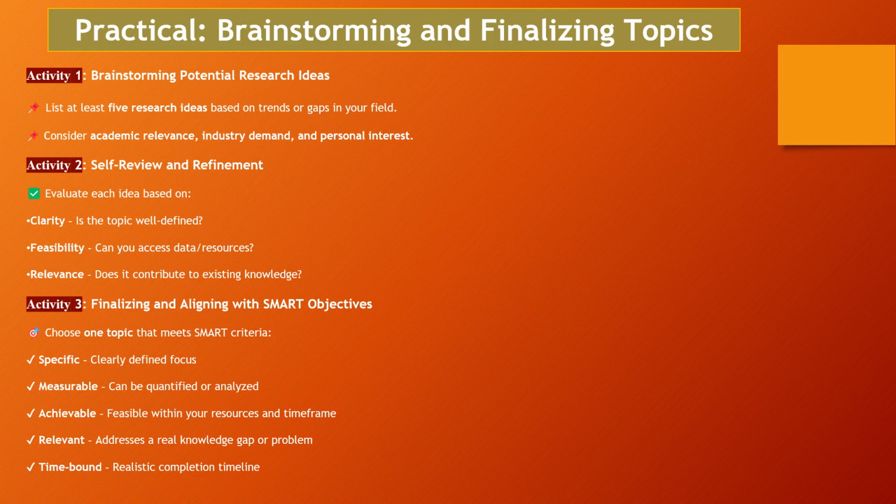List at least 5 research ideas based on trends or gaps in your field. Then consider academic relevance, industry demand, and personal interest. Number 2 is evaluate each idea based on clarity. Is your topic well defined? Is the topic you're bringing very clear? Not that you meant something and then you are putting out another thing there. Then check for feasibility and evaluate your idea for relevance. Then finalize and align with smart objectives. That topic you have chosen, finalize it, analyze, and align it with smart objectives.